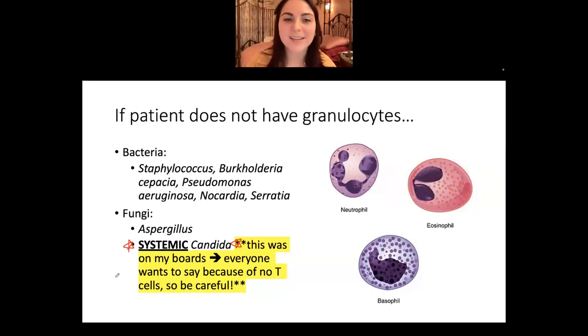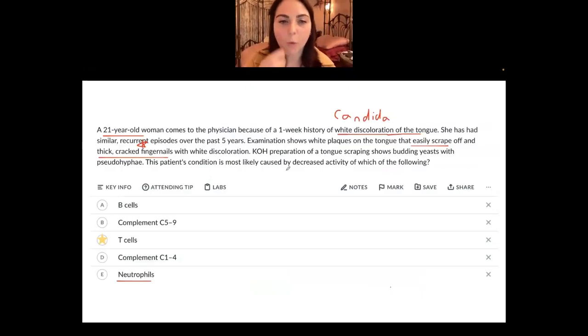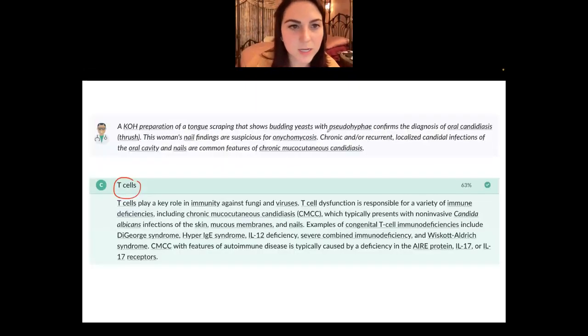So you might see Candida because of not having neutrophils, but just keep in mind that's a very systemic presentation of Candida. What you guys will most likely see is the white plaques that scrape off, and the fingernail stuff. It's called onychomycosis. It can be with it or not. But again, oral cavity, nails, things like that. That's your chronic mucocutaneous candidiasis.